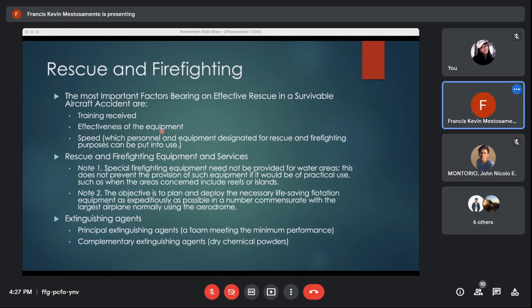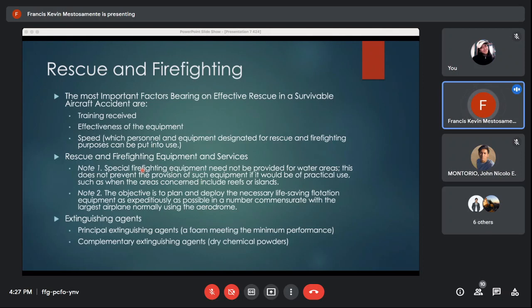Got two notes here. So, note one, with the firefighting equipment services: special firefighting equipment need not be provided for water areas. This does not prevent the provision of such equipment if it would be of practical use, such as when the areas concerned include reefs or islands. Note number two, the objective is to plan and deploy the necessary life saving flotation equipment as possible in a number commensurate with the largest airplane normally used in the aerodrome.